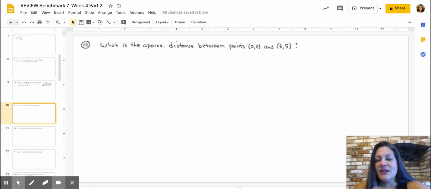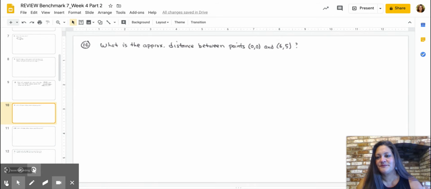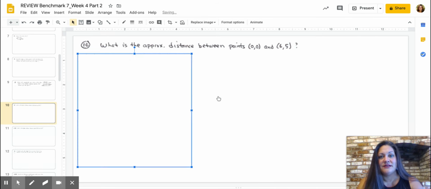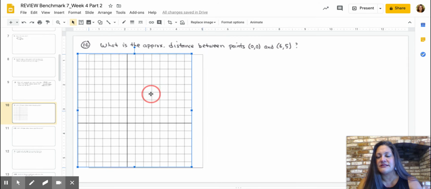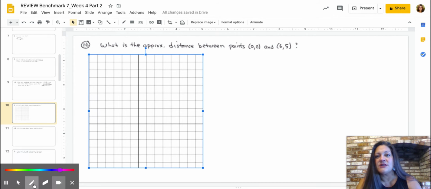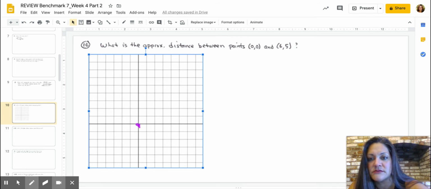Number 10, what is the approximate distance between points 0, 0 and 6, 5? And we need a graph. So I went and copied one real quickly from images. I guess I can just leave that there. Okay, so let's go ahead and graph it. So here is 0, 0. Then 6, 5.